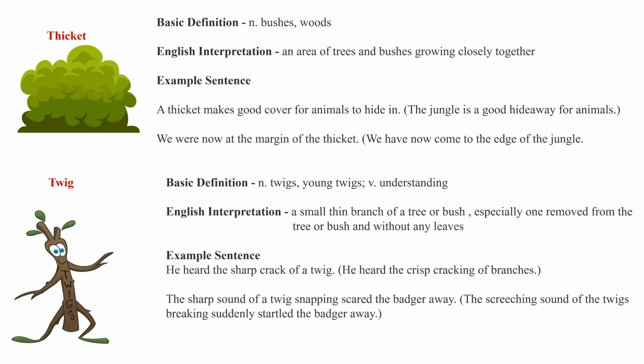The next one is: the sharp sound of a twig snapping scared the badger away. A badger is a rabbit-like animal. The sharp sound of a twig snapping scared the badger away means it frightened the badger, or the rabbit. The screeching sound of the twigs breaking suddenly startled the badger away. That is, even a small sound will scare some small animals. A badger is also a sort of rabbit-like animal, and it gets startled when it hears any big or small branches falling, or even a twig which cracks.